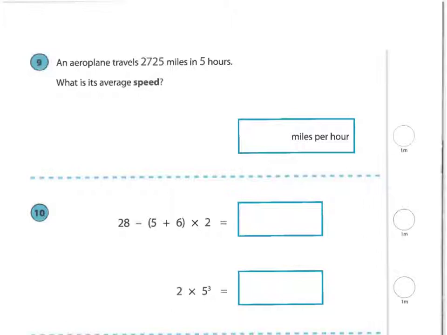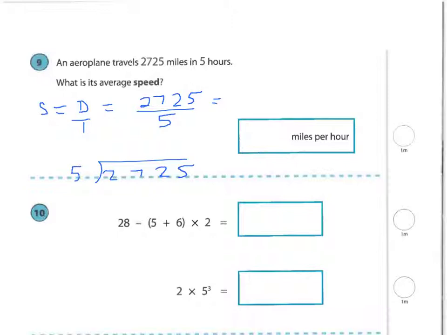Question 9. An aeroplane travels 2,725 miles in 5 hours. What is its average speed? Well, the formula for average speed is distance over time, which is 2,725 as the distance, divided by 5, which is the time. So what we have to do now is work out this division.